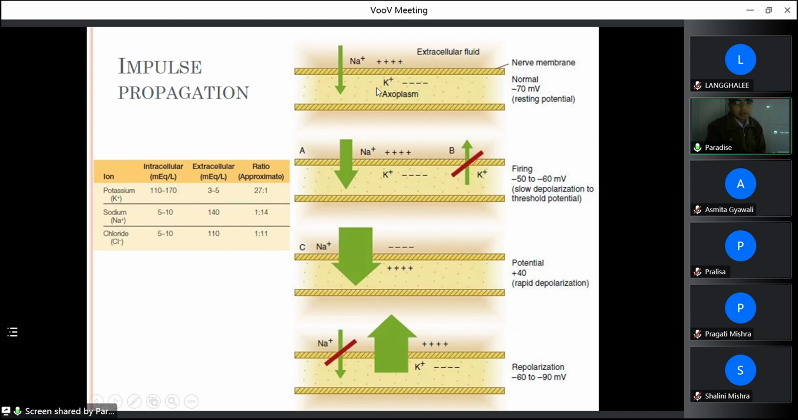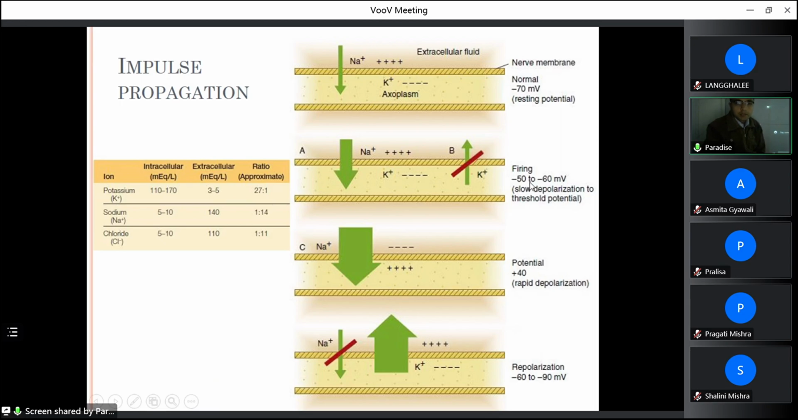Once the sodium ion enters inside the intracellular fluid, the resting potential increases to minus 50 to minus 60 millivolt. It is known as the threshold potential. Once the potential reaches minus 50 or minus 60, the other voltage gated sodium channels also open. Now what happens? A huge amount of sodium ions present in the extracellular fluid will enter into the intracellular fluid.